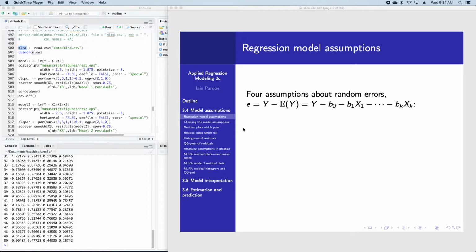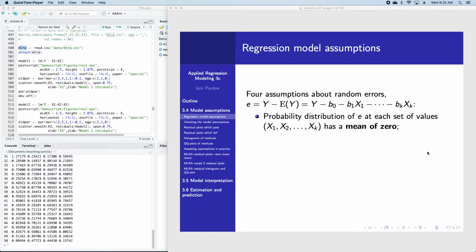So those four assumptions are about the random errors in the model, which are defined as the difference between y and the expected value of y, or given by this formula: y minus b0 minus b1 x1 minus all the way up to minus bk xk.